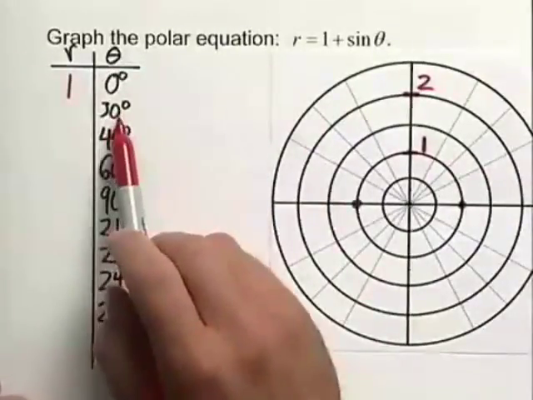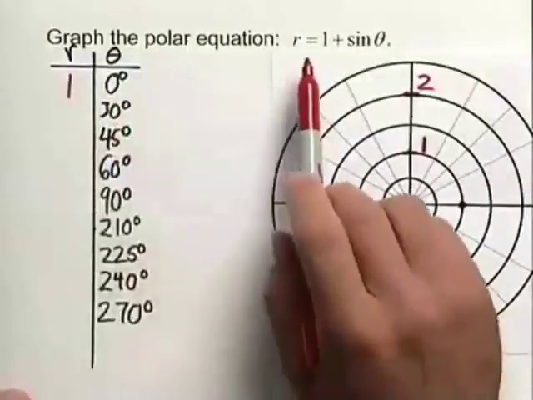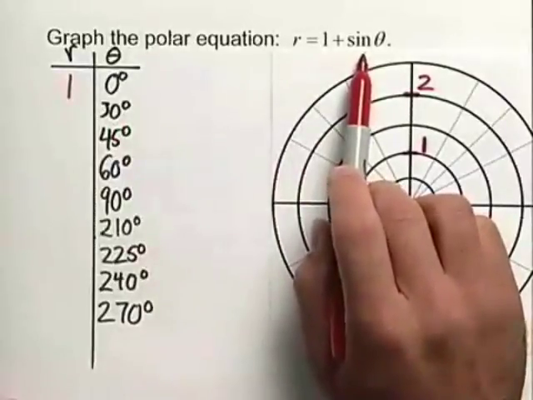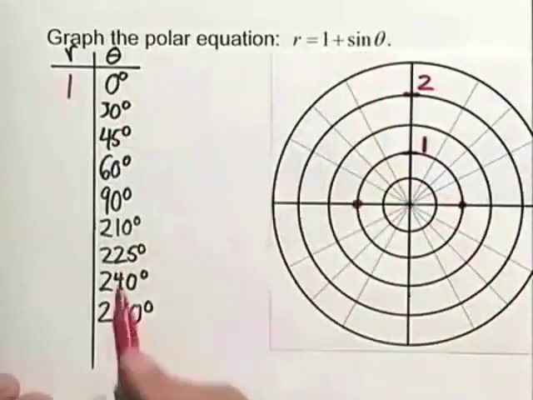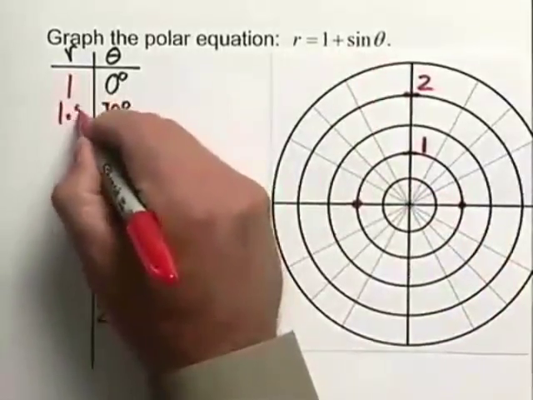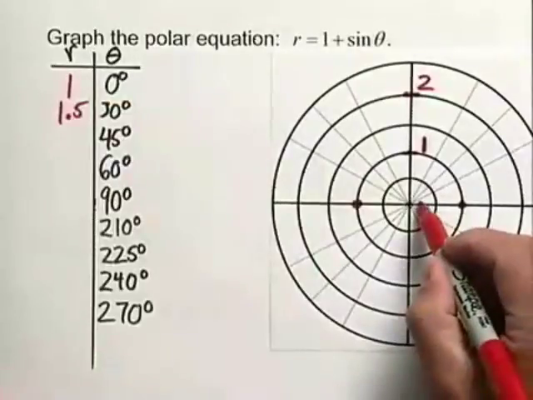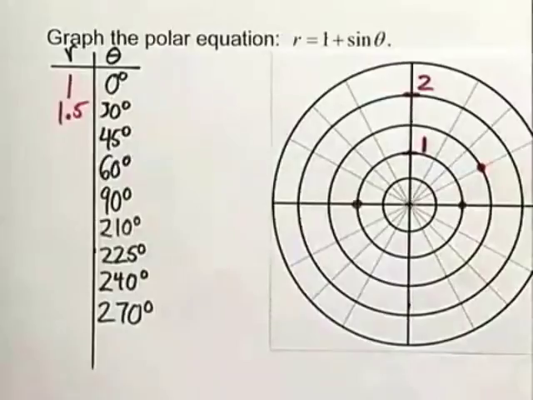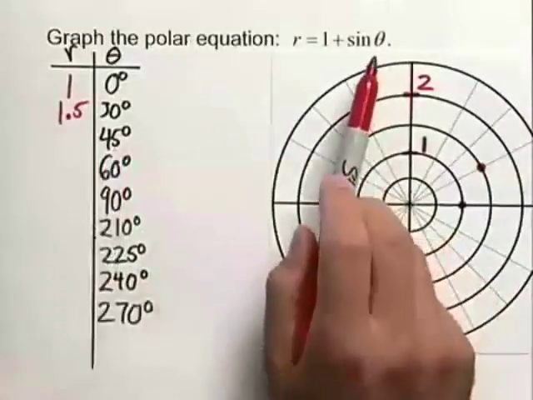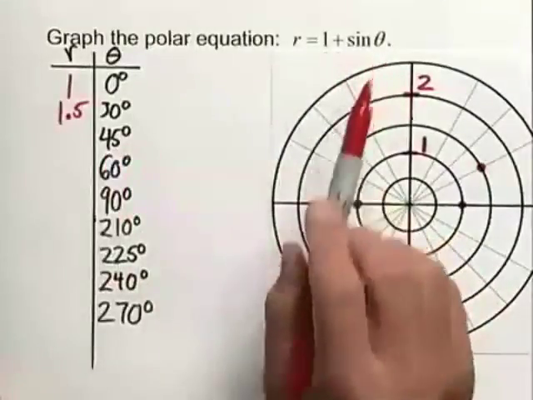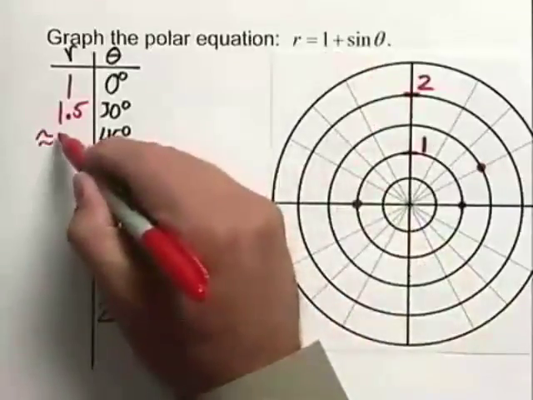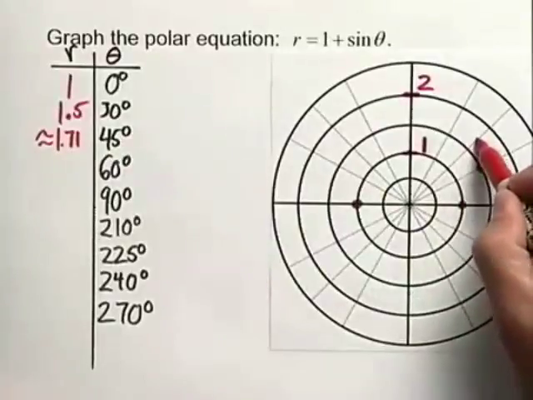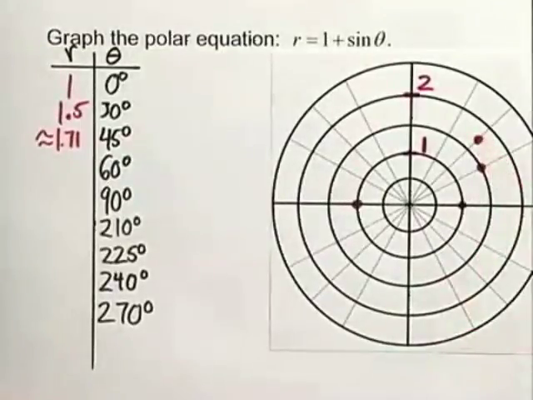In a similar fashion, let's plug in 30 degrees. We have r is equal to 1 plus the sine of 30 degrees, which we know to be 1/2, so 1 plus 1/2 is 1 1/2. And I'm going to write that as a decimal here, 1.5. So at 30 degrees, here's 1, this would be our point, 1 1/2. 45 in a similar nature, plugging that angle in, we get 1 plus the sine of 45. This is approximately 1.71. So at 45 degrees, here's 1 1/2, 1.7, right in this general area.